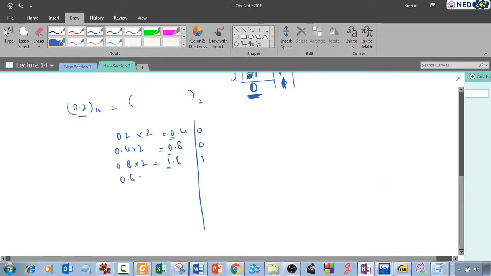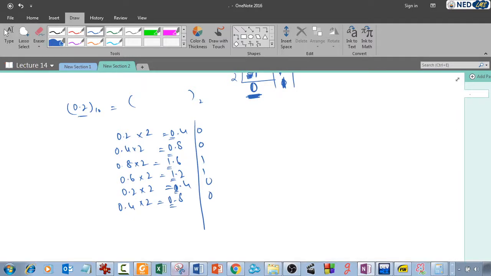So we have written 1 over here. 0.6 into 2 equals 1.2. Take this number, 1. And then we have 0.2 into 2 equals 0.4. Take this number, 0. 0.4 into 2 equals 0.8. Take this number, that is 0. If you can see, we are getting the same pattern over here. So the next number would be 0.8.